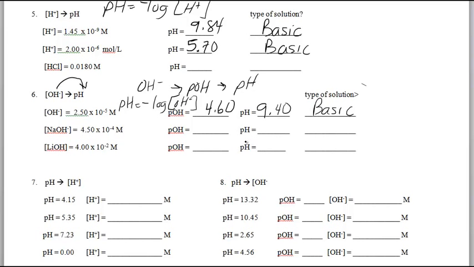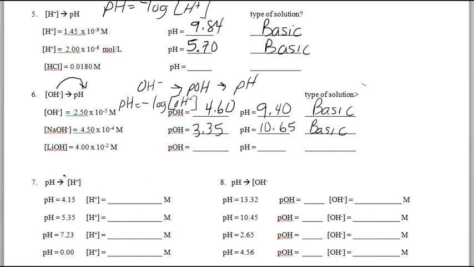Sodium hydroxide, that's just your hydroxide. What do I know? 3.35, because I plugged it in. Subtract 14 minus that. What do I get? 10.65. This is a basic solution. Okay, you can do this one.